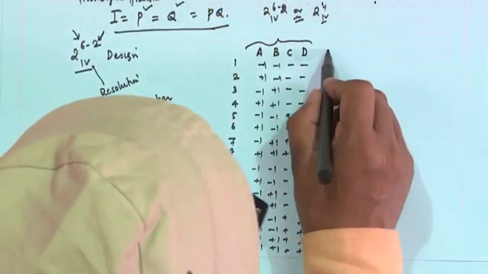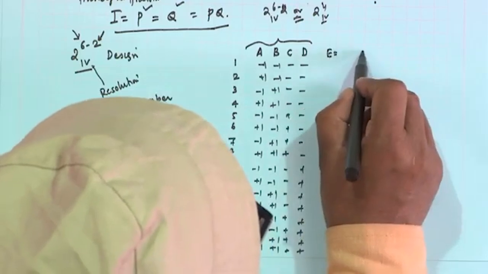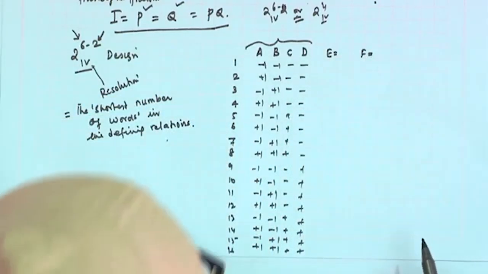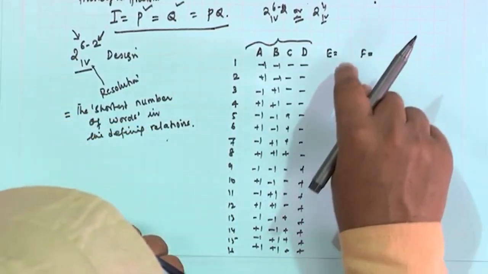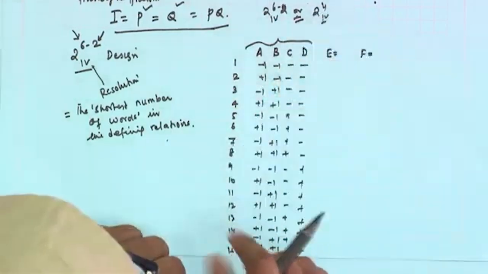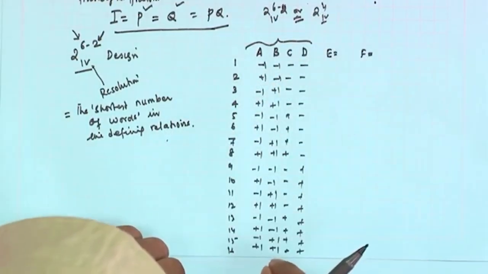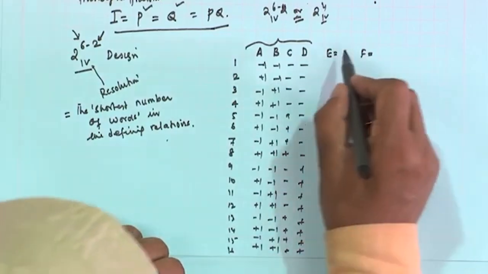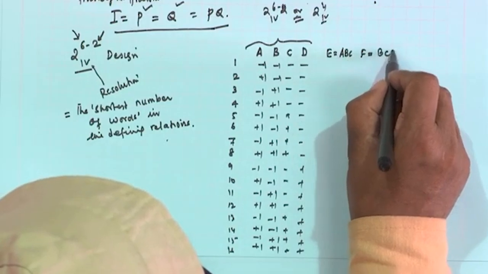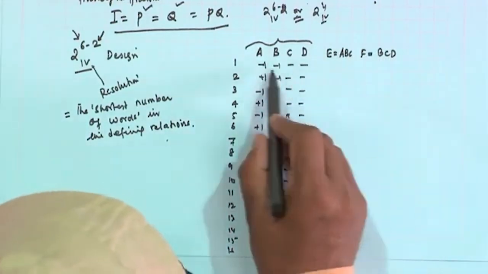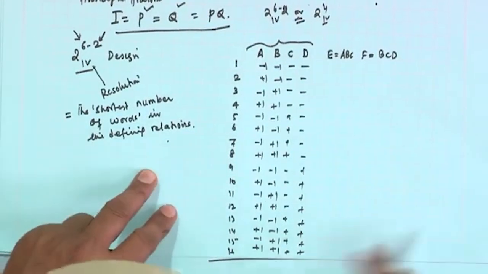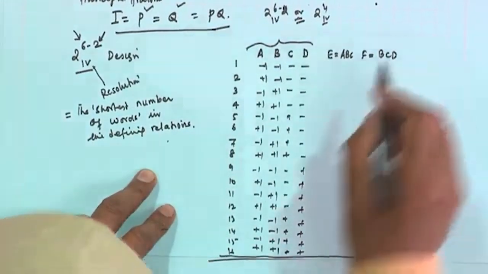Now, we have another 2 factors, one E and another one is F. Okay. So, what you require to do? You require to confound E and F with some higher order interactions. Suppose you do it with A, B, C for E and F with B, C, D. Then you will be able to fill up this and get the structure. How do you do it?